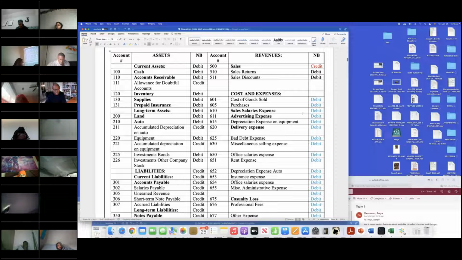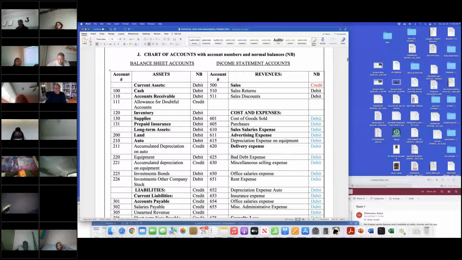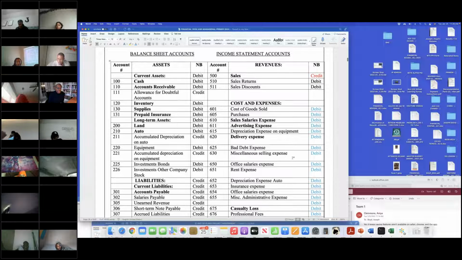Once you've had all your transactions and you post to the ledger, these normal balances tell you what the balance in your account should be. So if sales has a debit balance, something is wrong. If an expense has a credit balance, something is wrong. So we'll have debit and credit transactions to cash, but that normal balance is a debit.